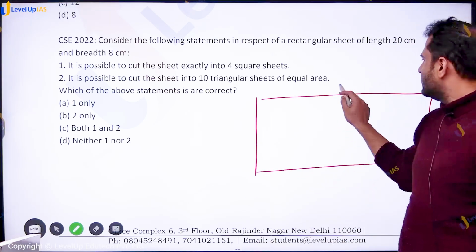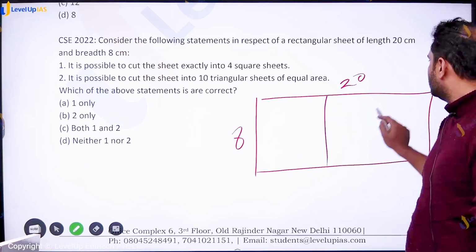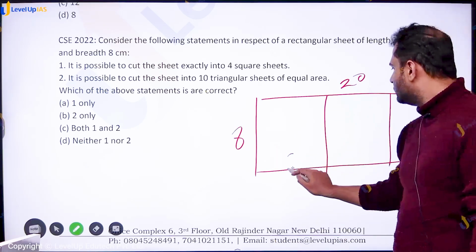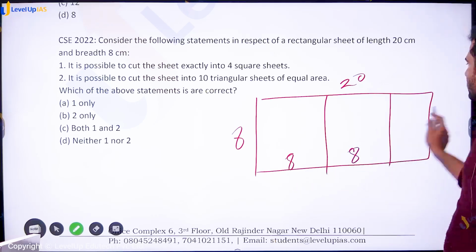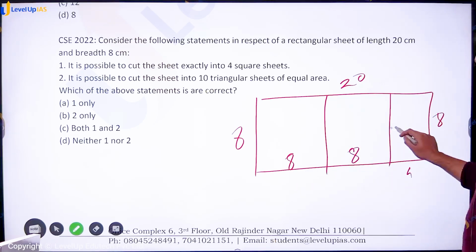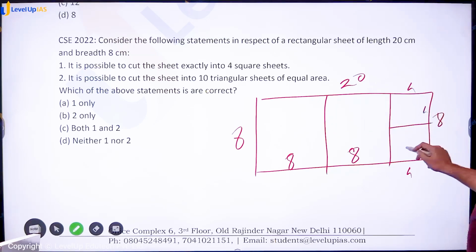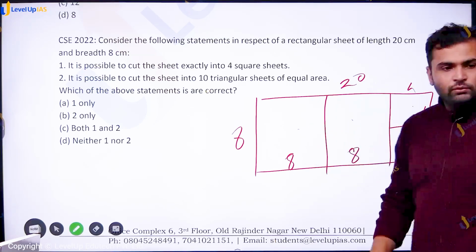So this is 20 centimeters, this is 8. What you can do is cut this 8, so 16 is gone. Here we have 4, here we have 8. Again you cut it in half, so you will get 4, 4, 4. So 1, 2, 3, 4 squares you will get.